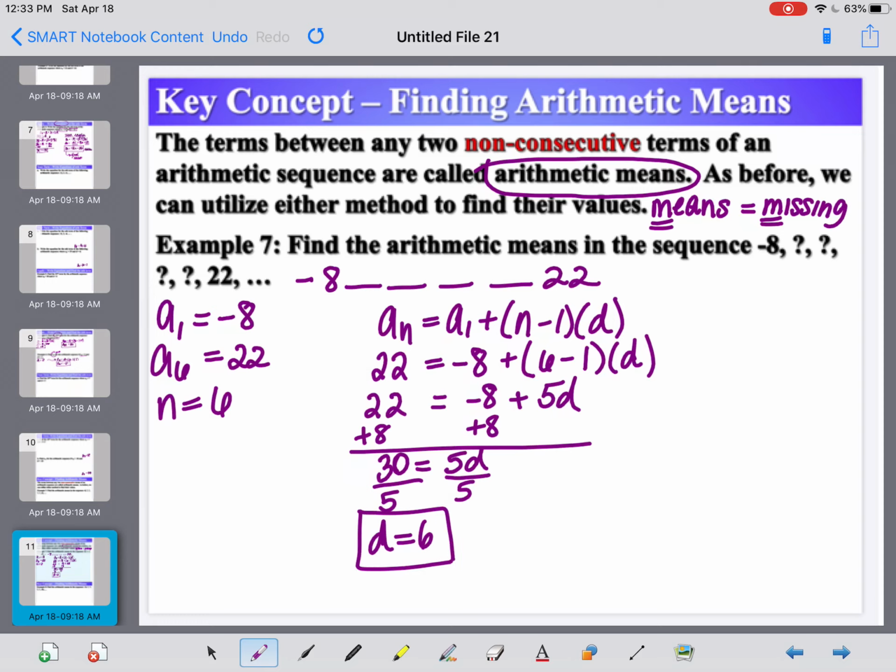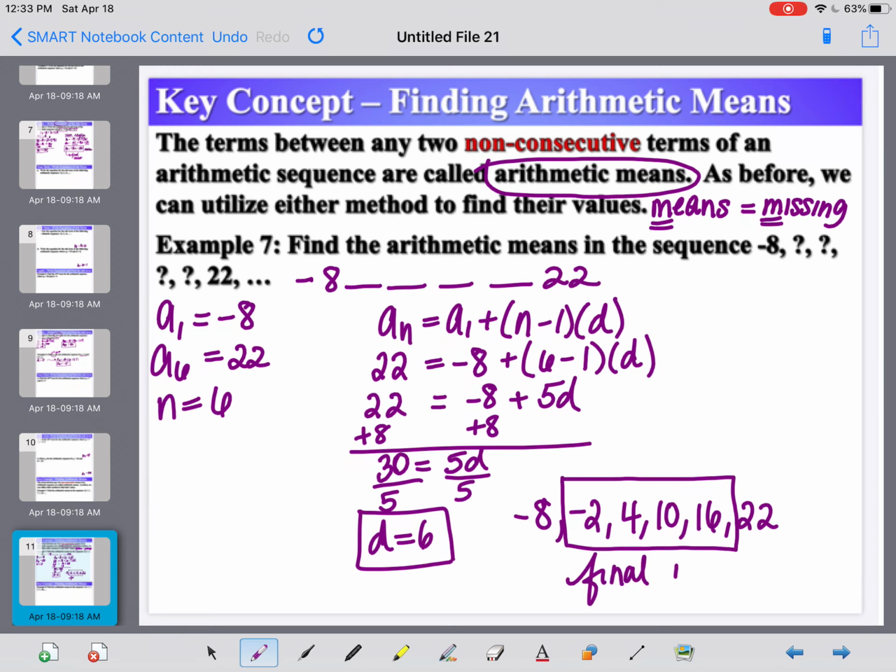Great, we got our common difference, but that was not our final answer. Our common difference is just how we're going to find those 4 missing terms. We're going to apply it to the sequence that they gave us. So negative 8 plus 6 is negative 2, plus 6, plus 6, and we want to make sure that we accurately arrive at 22. So these 4 in the middle were the missing terms. That's my final answer.